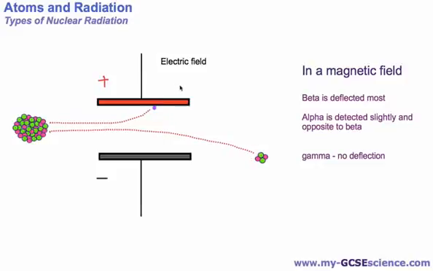Now, in terms of our gamma ray, there is absolutely no mass to it and no charge, so there will be no deflection of our gamma ray. For our alpha particle, there would be more deflection, but not as much as our beta particle. In terms of our magnetic field, the pattern is similar. There is most deflection of beta particles, less deflection of alpha particles, but in the opposite direction to beta, and for gamma rays there is no deflection.